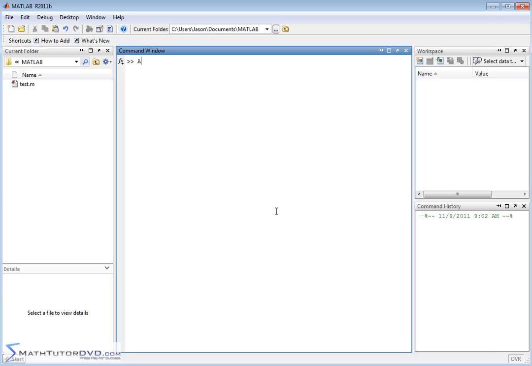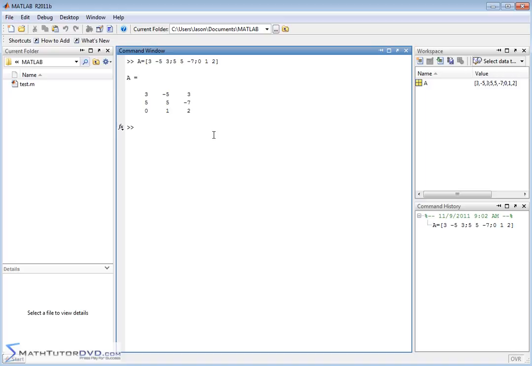Let me create a matrix called A, and I'll fill it with data as follows. 3, negative 5, 3, 5, 5, negative 7, 0, 1, 2. So I have a 3 by 3 matrix here called A.